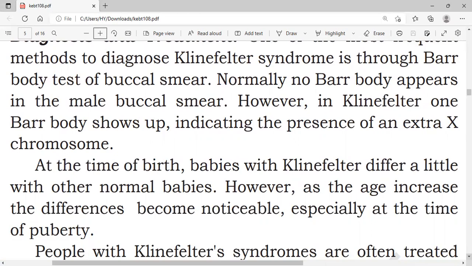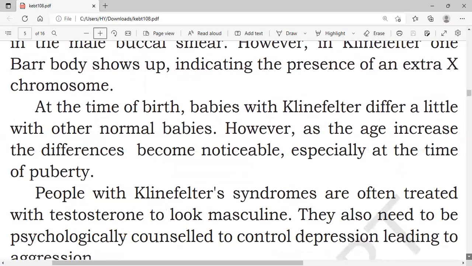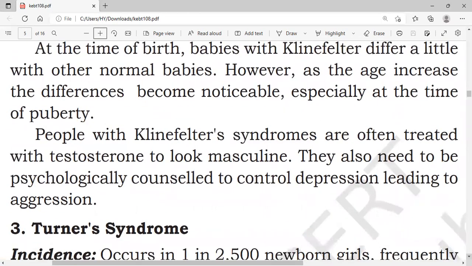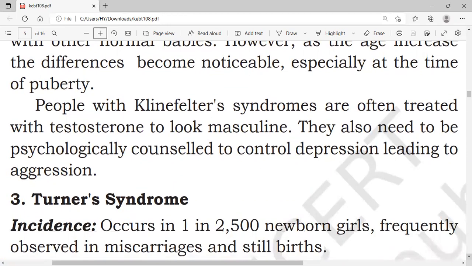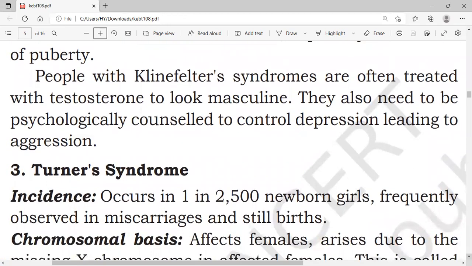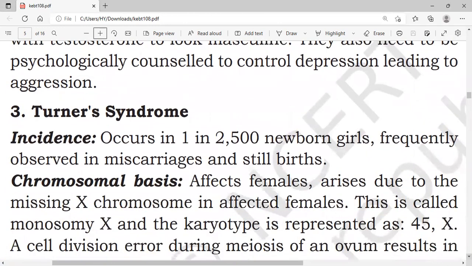At the time of birth, babies with Klinefelter differ little from other normal babies. However, as their age increases, the differences become noticeable, especially at the time of puberty. People with Klinefelter syndrome are often treated with testosterone to look masculine. They also need to be psychologically counseled to control depression leading to aggression.